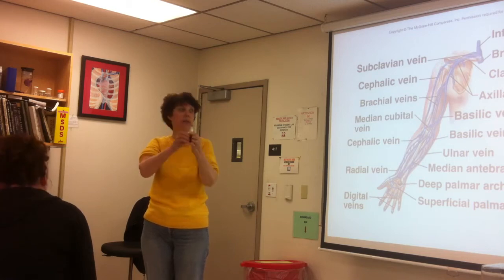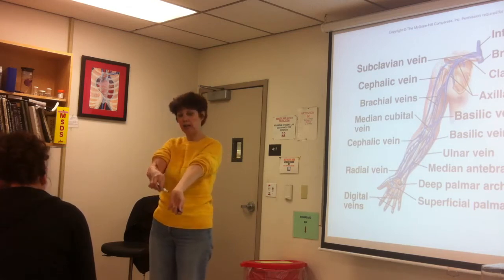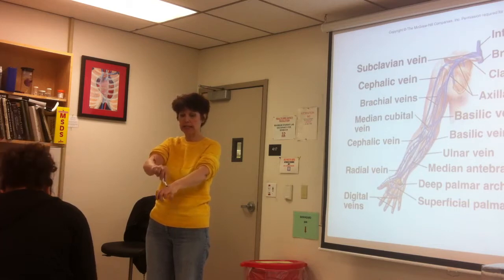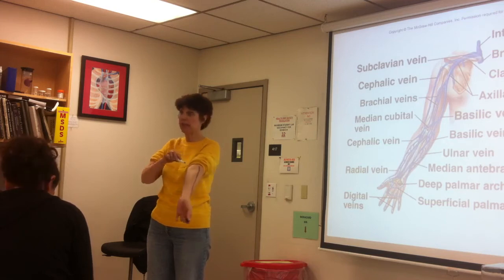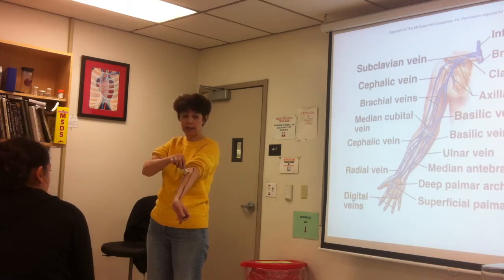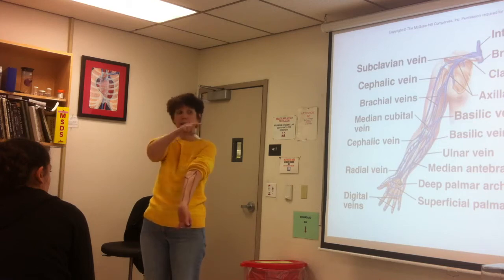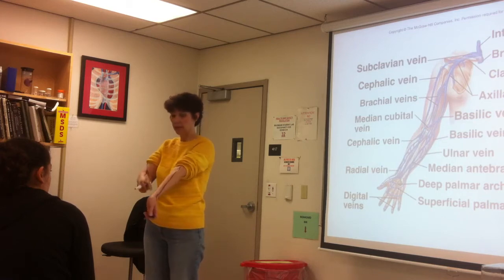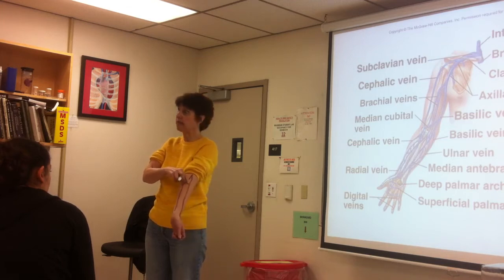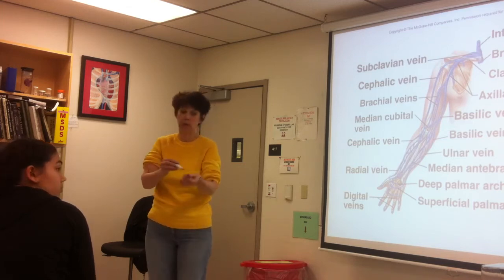So let me draw the Y pattern here, and then I'll draw it on that side. So again, here is basilic on the medial side. Here is cephalic on the lateral side. And each of them gives off, well, here's the median antebrachial, and then it can go into the basilic or it can go into the cephalic. That's the Y pattern. That's what you see on the wire models. So we still have a median antebrachial, but we have a median basilic and a median cephalic forming the Y.